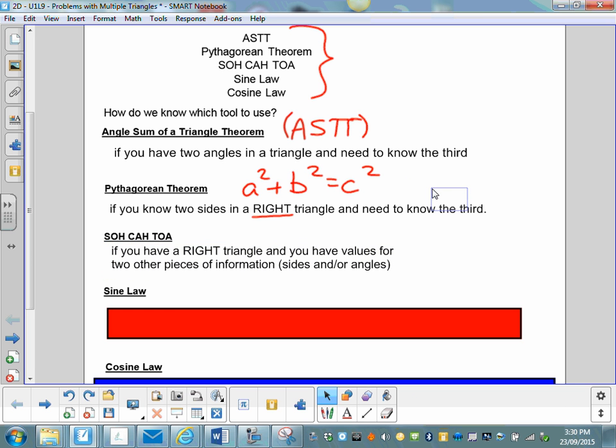SOHCAHTOA is something that we've learned this year, and those are our primary trig ratios. And we use that when it's a right triangle and we are trying to find a side or an angle and we know two other pieces of information.